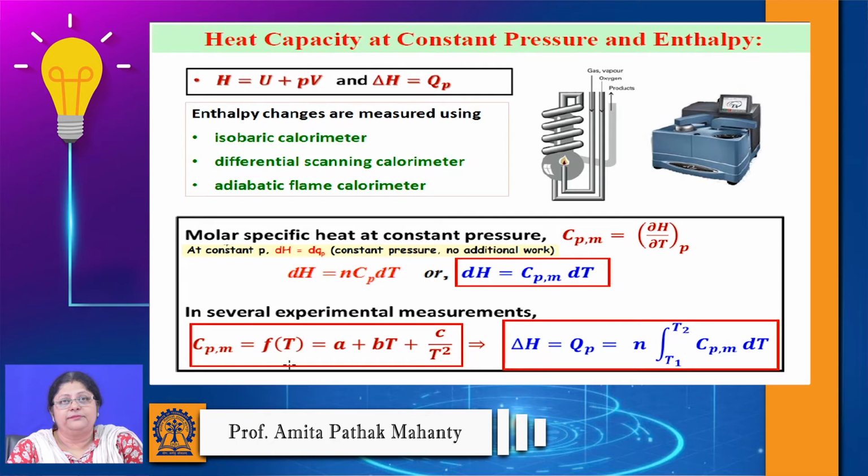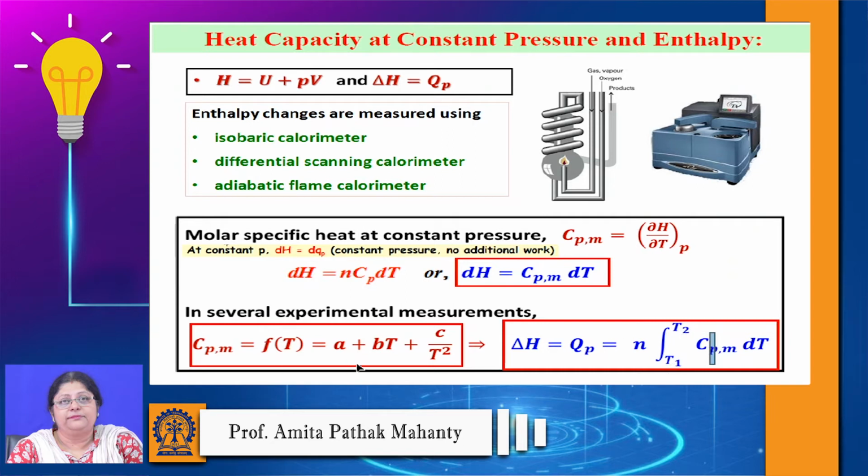See, usually Cp is a function of temperature. The temperature function of Cp is usually given as A plus BT plus C by T square, where A, B, C are some constants. So if you want to find the total change in enthalpy, you can integrate from the initial temperature to the final temperature. But this is only possible if Cp is independent of temperature in the temperature range where you are doing the measurement, like from T1 to T2.